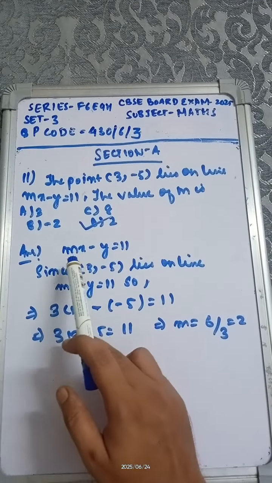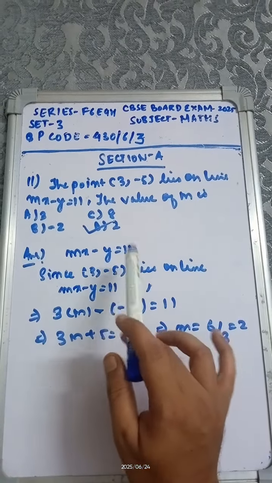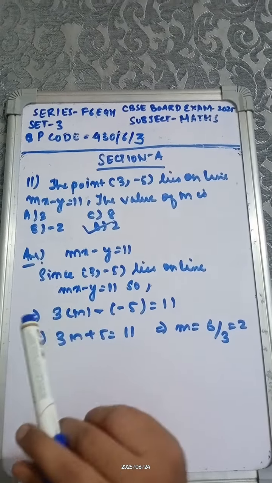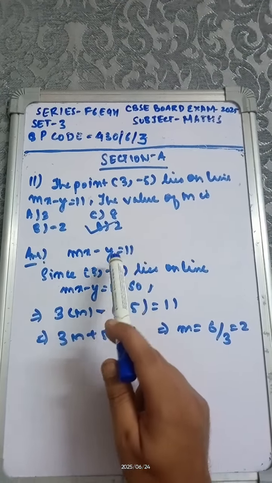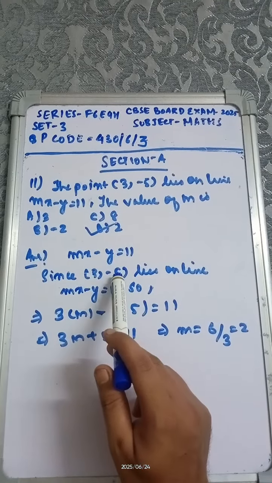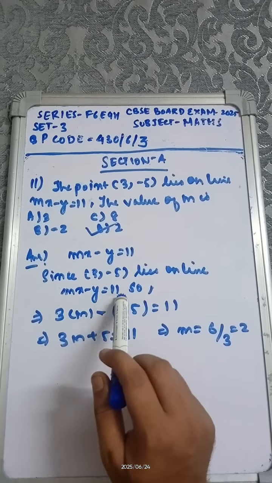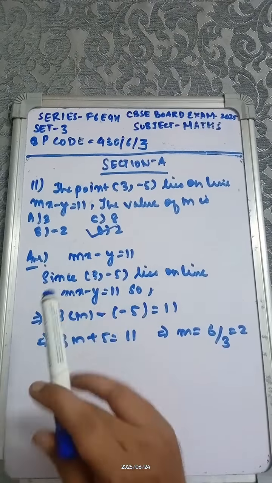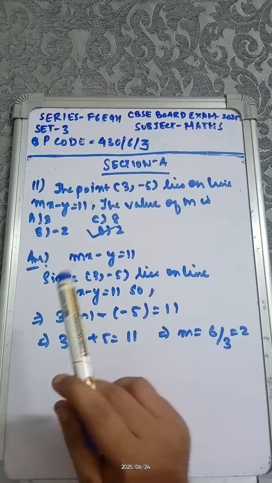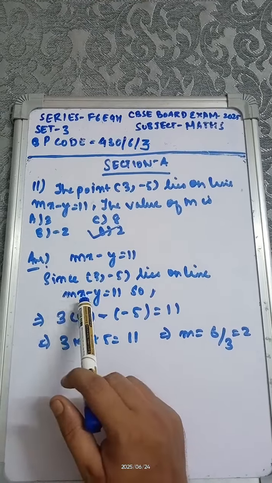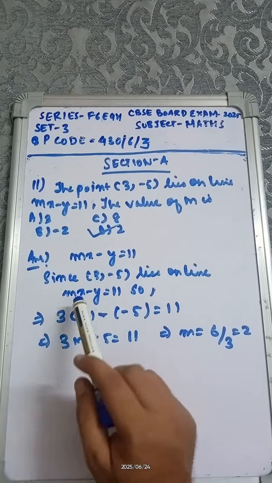If mx - y = 11 is the equation of the line, and (3, -5) lies on this line, then definitely (3, -5) should satisfy this equation. When we put the values of (3, -5) with the right value of m, the LHS will be equal to the RHS. Suppose the m value had been given, and we had to check whether (3, -5) is lying on that line or not, we simply put the values of x and y. If LHS equals RHS, that means this point lies on this line.